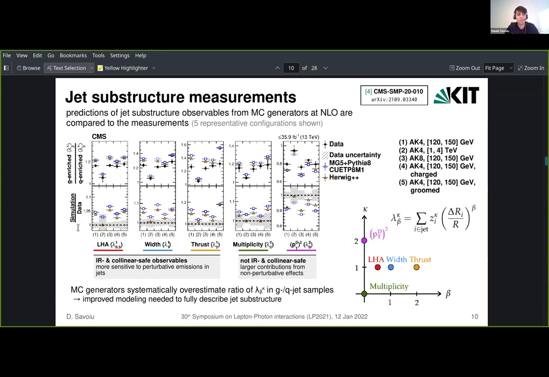However, if you look at the simulation of a data ratio, you see that there are still quite some issues with describing the data. So the Monte Carlo models tend to overestimate the measurement in many of these configurations, which can have a number of reasons. So there's a strong perturbative contribution here in some variables, and others like the multiplicity and the PTD squared have also a significant contribution from non-perturbative effects that need to be taken into account.